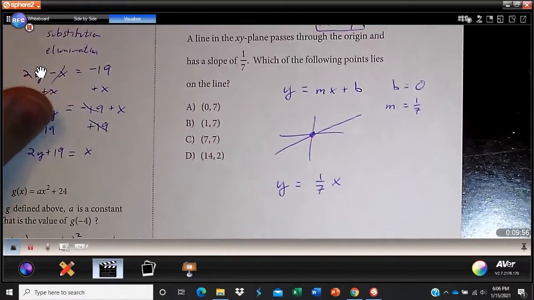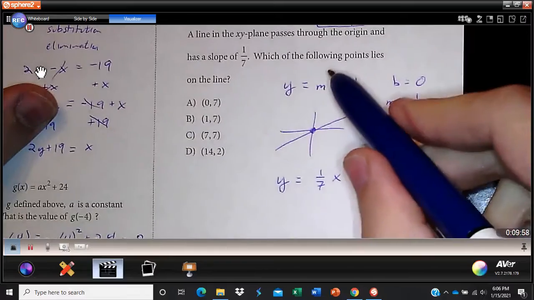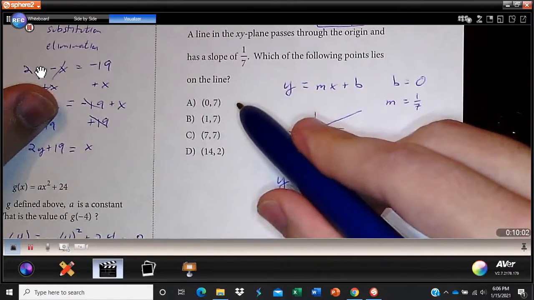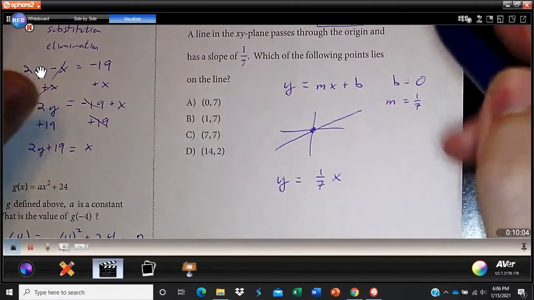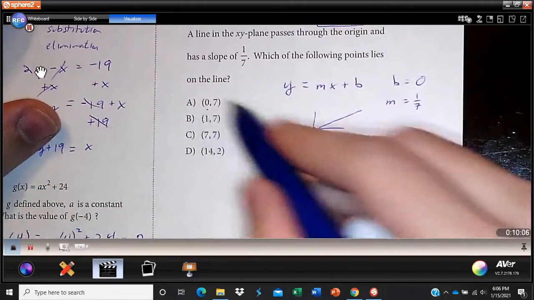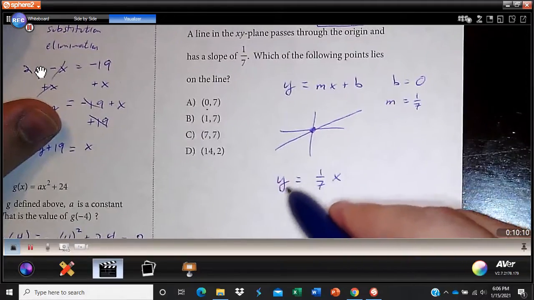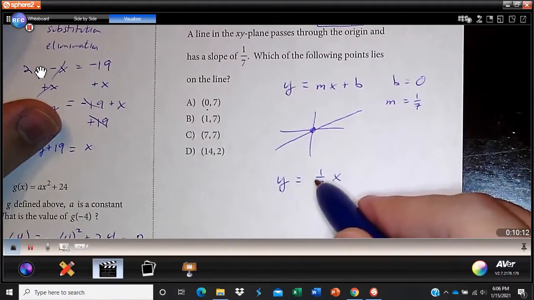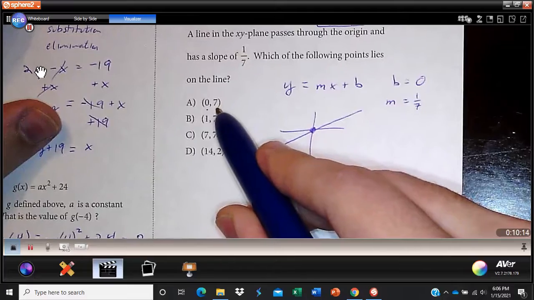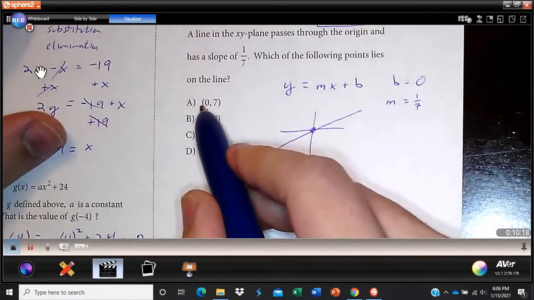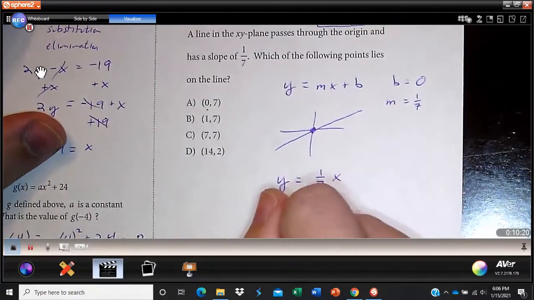But then the actual question, which of the following points lies on the line? Well, there's no way to do this other than just plugging in all of the points individually. So if I plugged in 0 for x, then this side becomes 0, and y would be equal to 0, but this is saying that y is equal to 7. You know what, let me just plug both in. So this is saying x is 0 and y is 7. So let's see what happens when I do that.